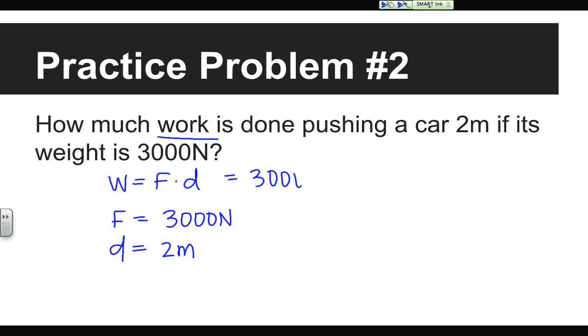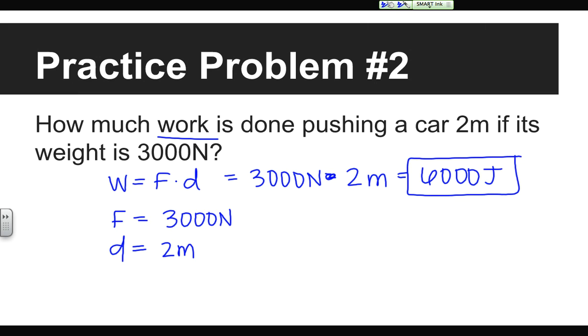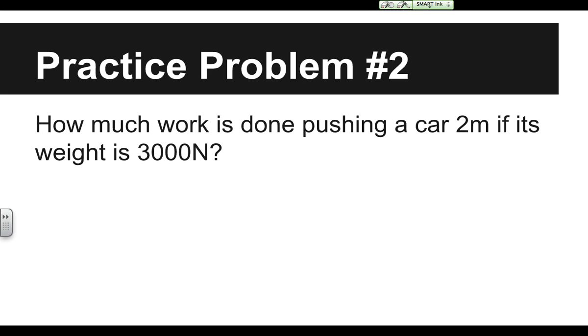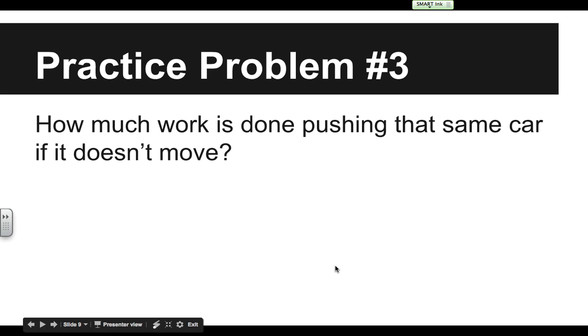We can put that into our equation. 3,000 times 2 meters is 6,000, and then remember our unit is joules. So these are very similar to the problems that you guys have seen before. Remember, you need to have all 4 parts of problem solving to get the full points on these.